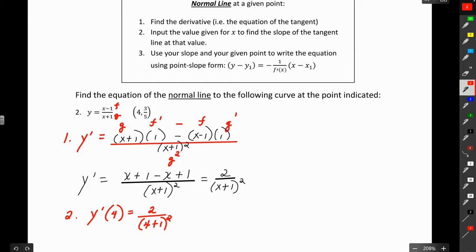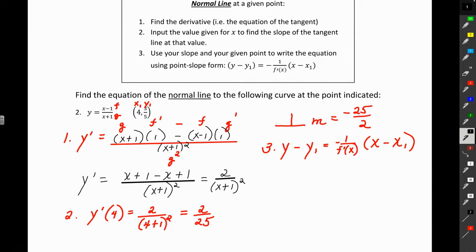When we simplify that, we get 2 over 25. If our derivative is 2 over 25, if our slope is 2 over 25, our perpendicular slope is going to be negative 25 over 2. Now we can do step 3 using point slope form. And now we can just go ahead and fill that in.